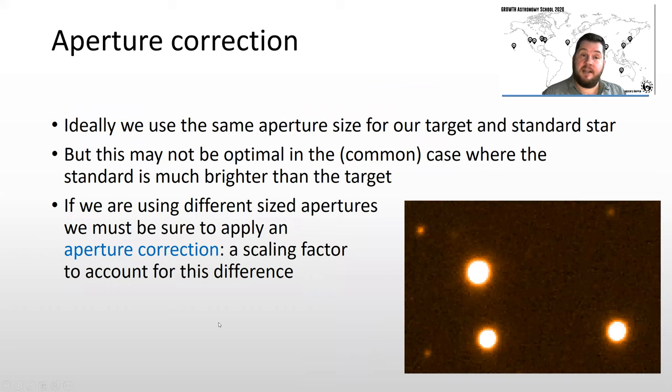I said before that we would ideally use the same sort of aperture for our target and standard star. This is not necessarily optimal in the common case when the standard is much brighter than the target. If we consider in this image that this star in the top left-hand corner was our target, and this was the star we're using in comparison, you can see that the optimum aperture you'd use for either one of these is going to be different. So we can potentially use different sized apertures, but we must be sure to apply an aperture correction, a scaling factor, to account for the difference between the two. That's something that can be done to try and optimize the situation here.